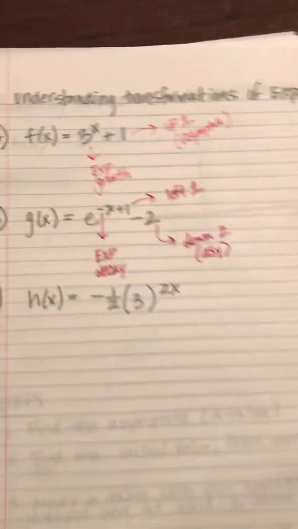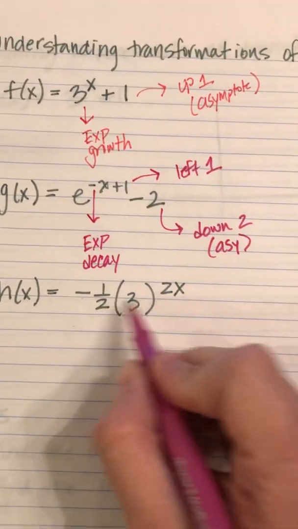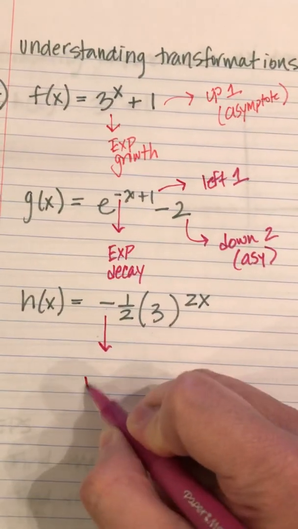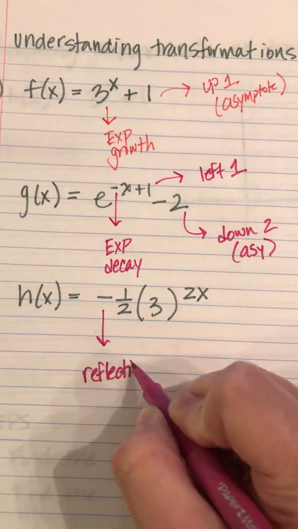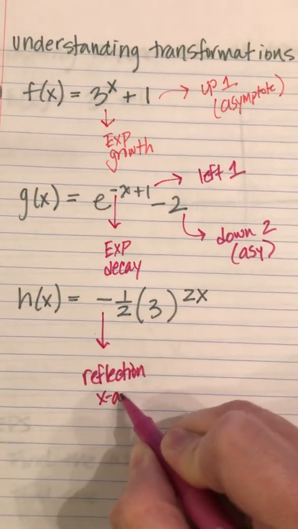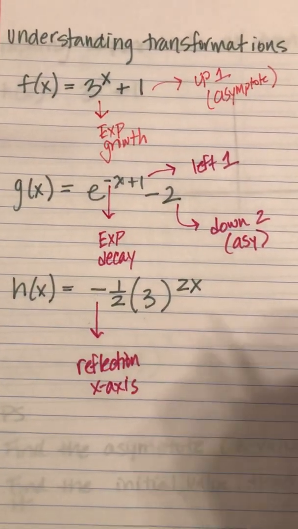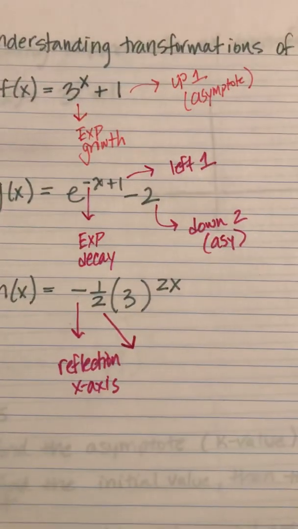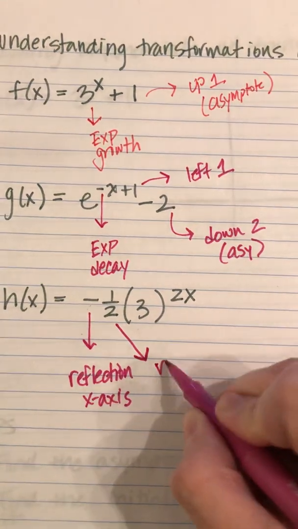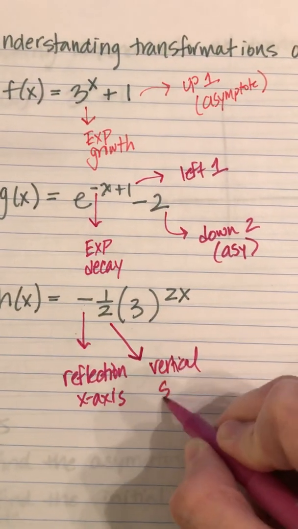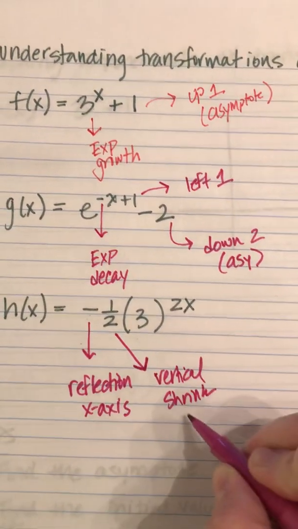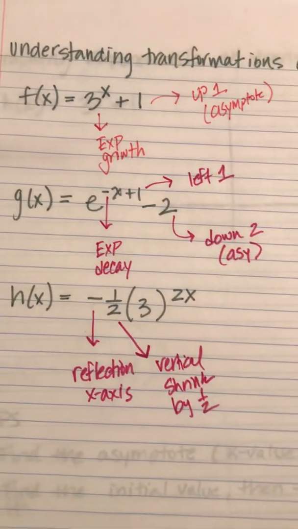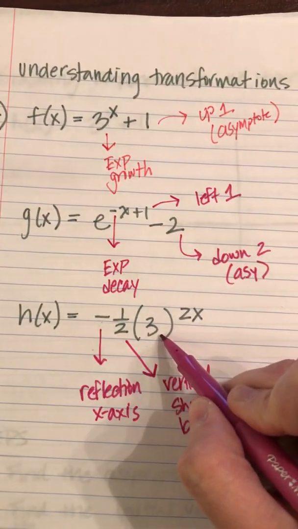And the last one on here, I've got a lot of things going on. First, this negative number out in front is going to be your reflection, and if you remember, that's a reflection in the x-axis. This 1/2 is your vertical stretch or shrink. So in this case, it's a vertical shrink by a factor of 1/2. That's kind of obvious there, but we'll mention it anyway. This represents growth.